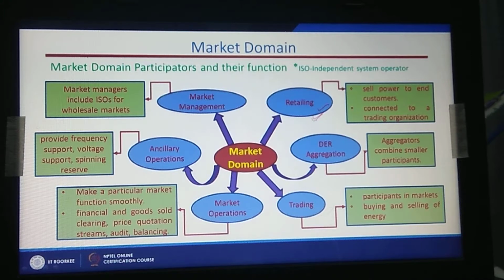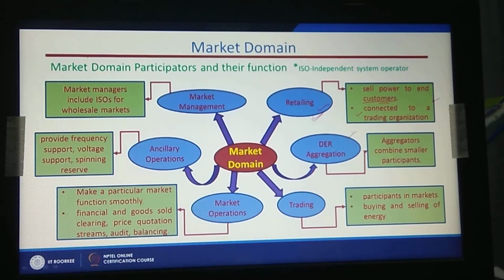I'll start from retailing. Retailing means, in this retailing section of the market domain, we sell power to the end consumers. These consumers will basically consume the power, so this retailing part helps to do that. It is also connected to the trading organization. This is the second function of the retailing component of the market domain.